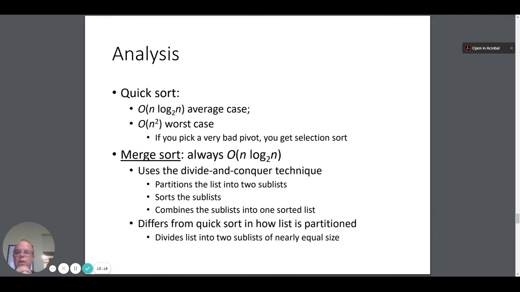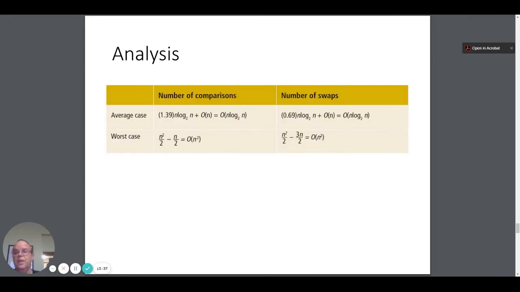It differs from quicksort in how the list is partitioned, because we get those two sublists of nearly equal size, not based on the pivot. So quicksort, if you pick a bad pivot, you can get O of n squared, but you'd have to pick a really bad pivot, but it's worth looking at the worst case. So the number of comparisons, the average case is O of n log n, and the worst case is O of n squared for quicksort, and the number of swaps, the average case is O of n log n, and the worst case is O of n squared.